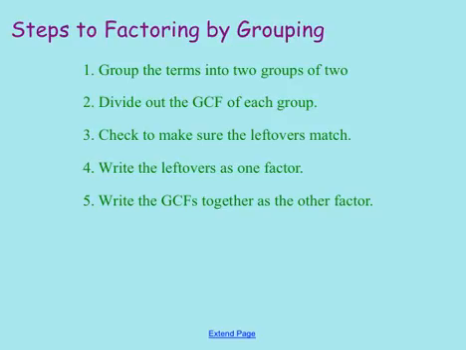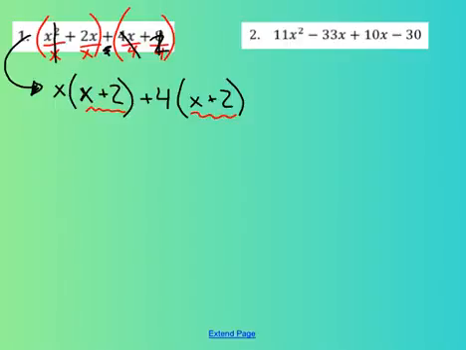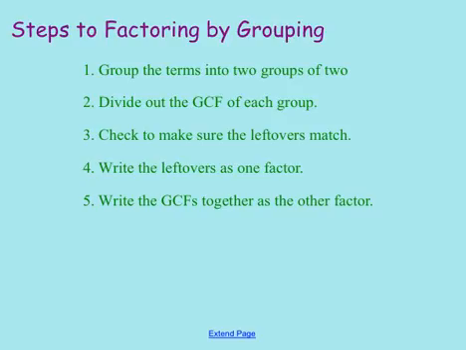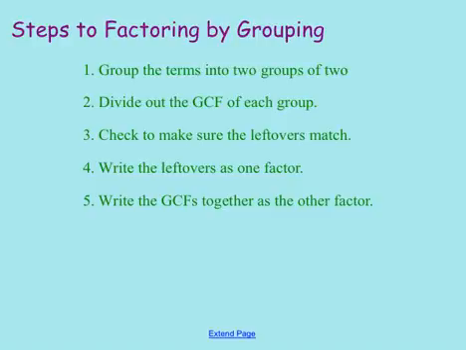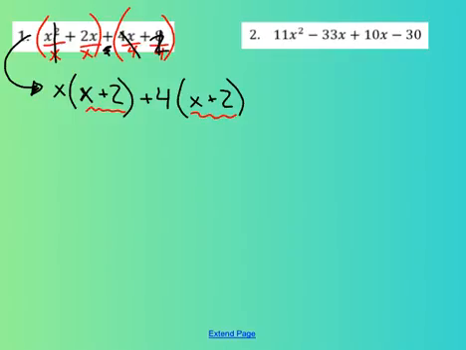So right here, if I go back, group the terms into 2 groups of 2. So that was done for us. Divide out the GCF of each group. So dividing out the GCF was the x in the first one, and then the GCF in the second group was 4. So those are 2 GCFs. That's the x and the plus 4. Then 3 is to make sure the leftovers match. That's what the x plus 2's match. So we know we did it right, and write the leftovers as one factor.